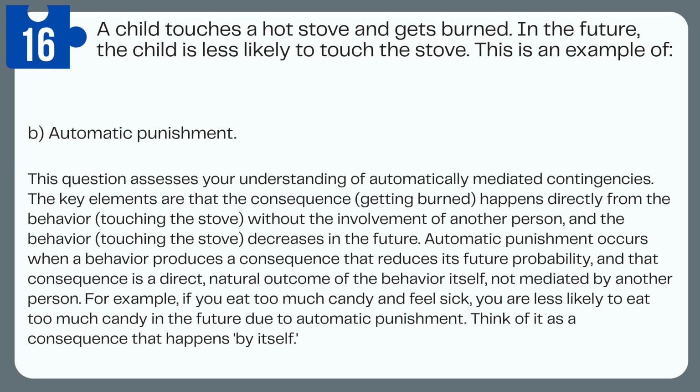Answer: B. Automatic punishment. This question assesses your understanding of automatically mediated contingencies. The key elements are that the consequence, getting burned, happens directly from the behavior, touching the stove, without the involvement of another person, and the behavior, touching the stove, decreases in the future. Automatic punishment occurs when a behavior produces a consequence that reduces its future probability, and that consequence is a direct, natural outcome of the behavior itself, not mediated by another person.